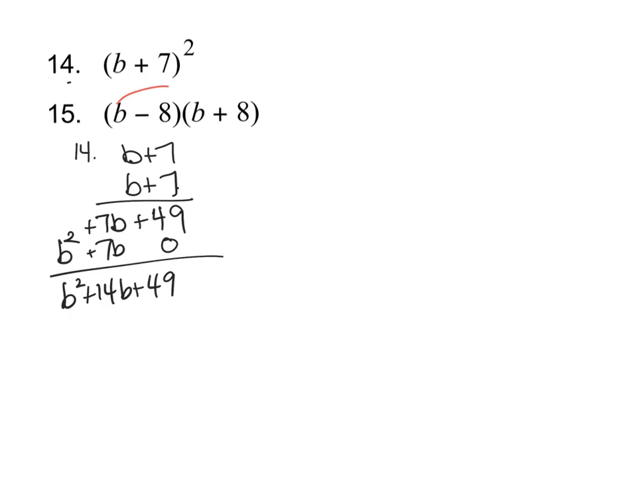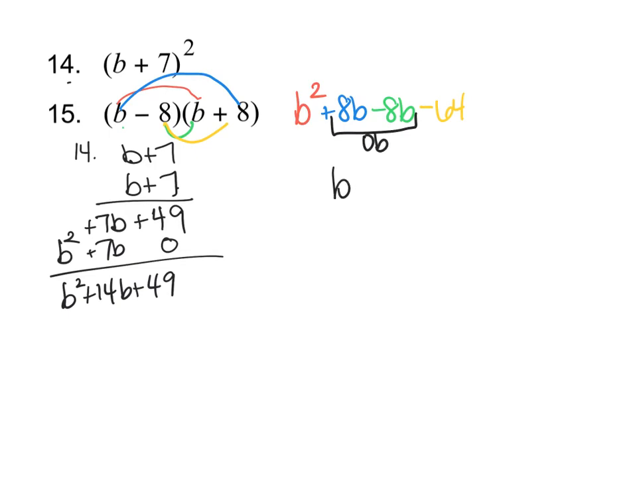So we start with b times b is b squared. And then we have b times 8 is plus 8b. Then we have negative 8 times b, minus 8b. And then negative 8 times 8, minus 64. Now in this one, 8b and negative 8b equals 0b, so we don't write that down, we just write b squared minus 64. And this is a sum and difference pattern. They turn out like this.